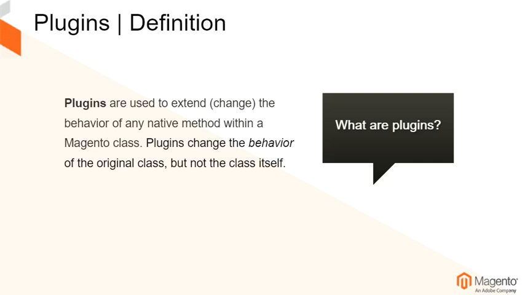You cannot use plugins for final methods, final classes, private methods, or classes created without dependency injection. To ensure that plugins work correctly, you must follow declaration and naming rules. Note: plugins allow you to modify a single method, while a preference allows you to change a whole class. In other frameworks, interception is known as AOP, Aspect-Oriented Programming.